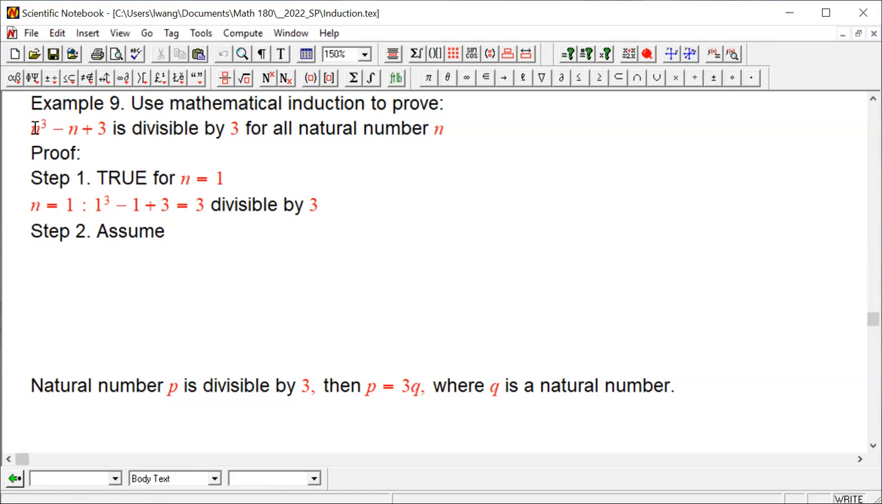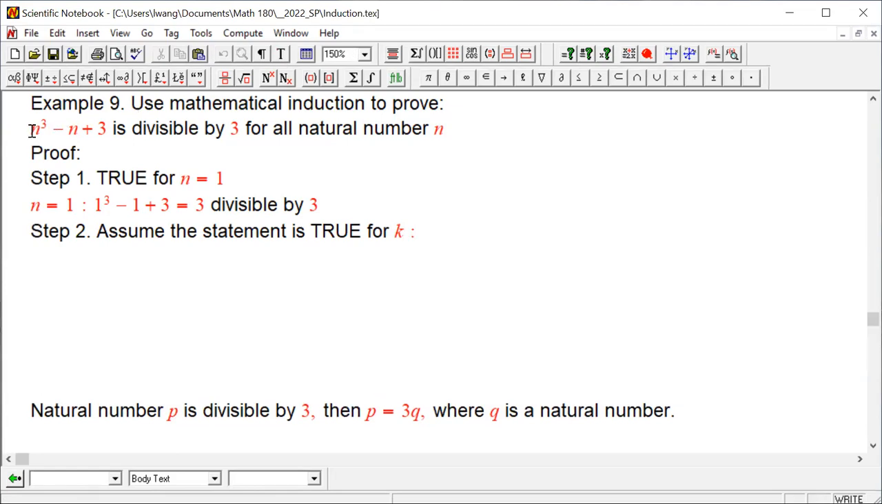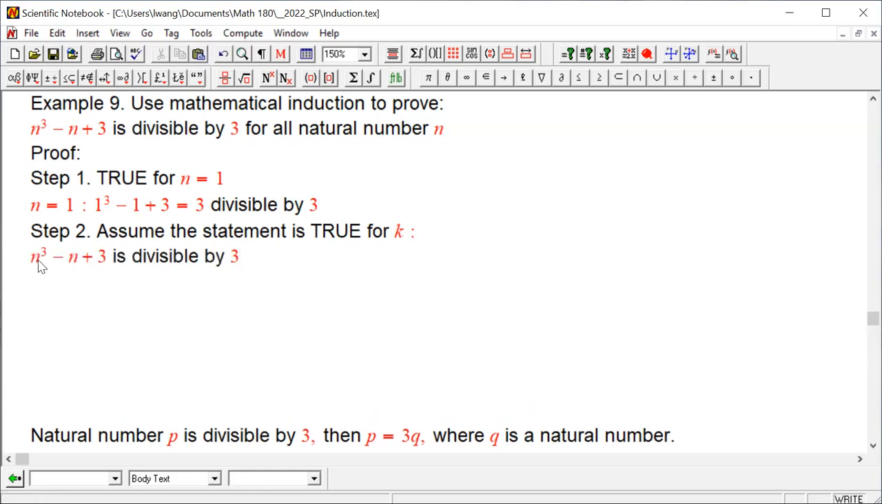Okay. The statement is true for k, i.e. that this piece is divisible by 3 for k. So this is a k, this is a k.